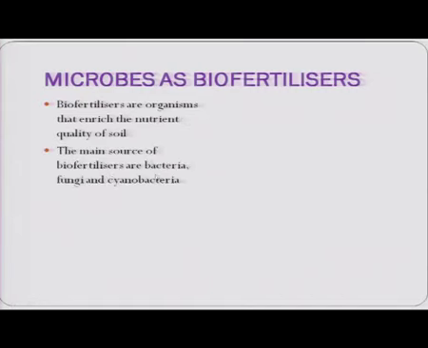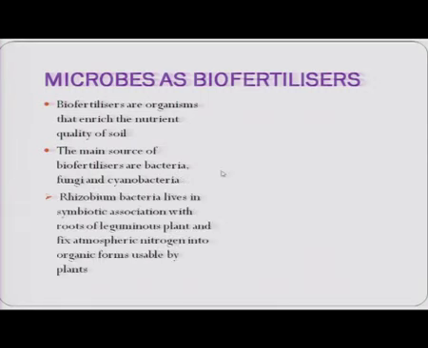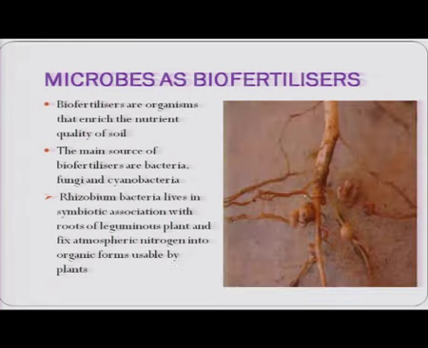The main sources of biofertilizers are bacteria, fungi and cyanobacteria. You have heard about rhizobium bacteria, which lives in symbiotic association with the roots of leguminous plant, and they can fix atmospheric nitrogen into organic forms usable by plants. Here you can see the root of a leguminous plant having root nodules. These root nodules are actually the site of these rhizobium bacteria, which symbiotically lives with this plant and helps in fixing atmospheric nitrogen into usable form so that the roots of the plant can absorb it. So, this is again a natural mechanism occurring in the nature, and these rhizobium bacteria in association with the leguminous plant can be used by our farmers in manner like crop rotation to enhance the content of nitrogen in the soil.